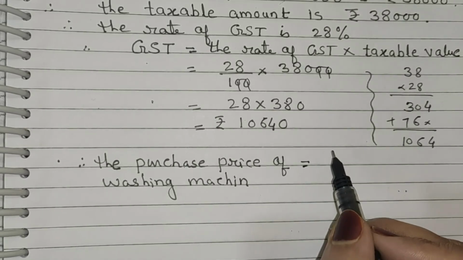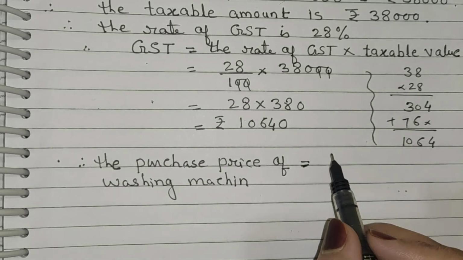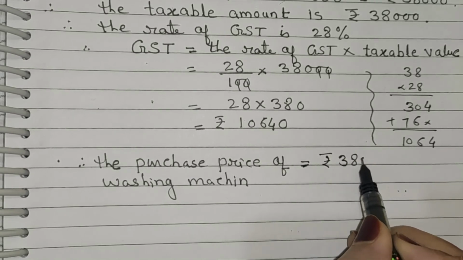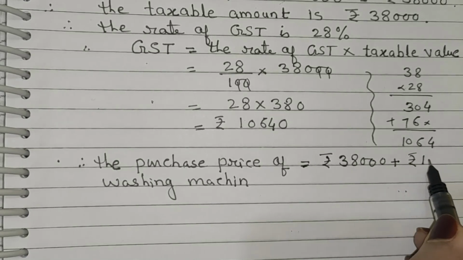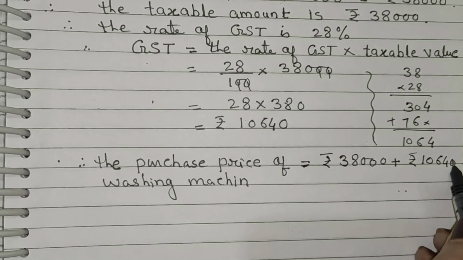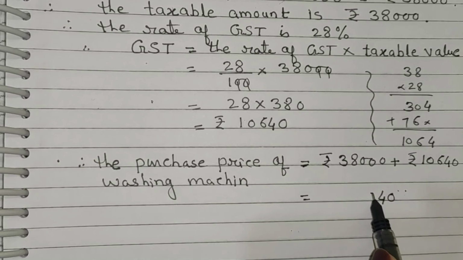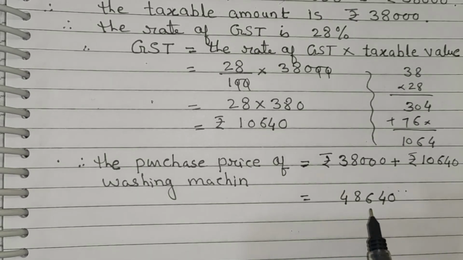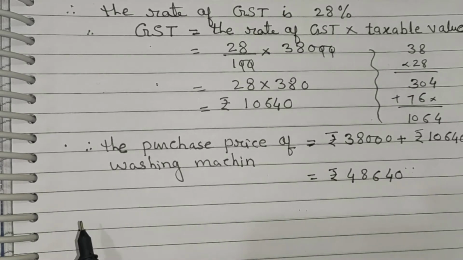Therefore, purchase price of washing machine is equal to taxable value. Now the taxable value is rupees 38,000 plus GST. GST is rupees 10,640. Now add these two numbers. 0, 4, 6, 8, 4. Now we get here 48,640.